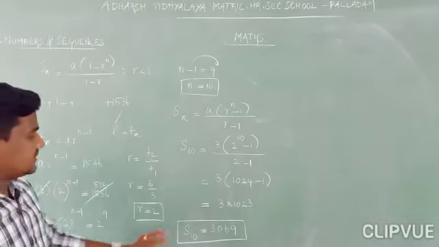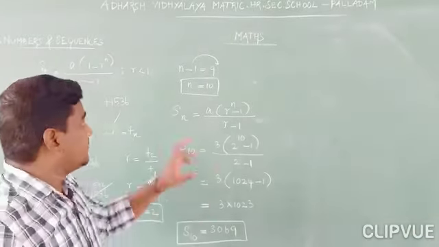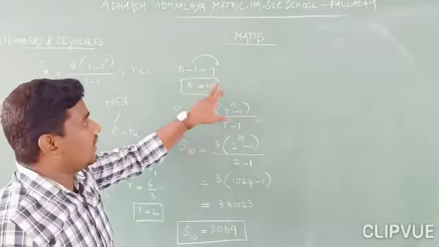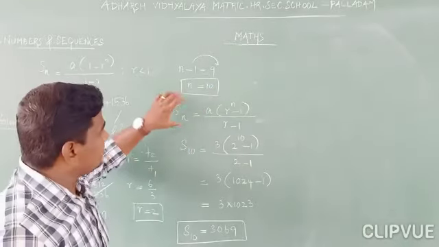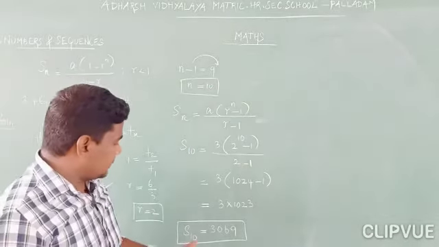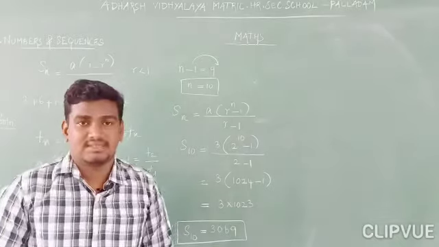I hope you all understand this problem. This is very easy. First we found the n value. After finding the n value, we substituted into the given formula. So S10 is equal to 3069.